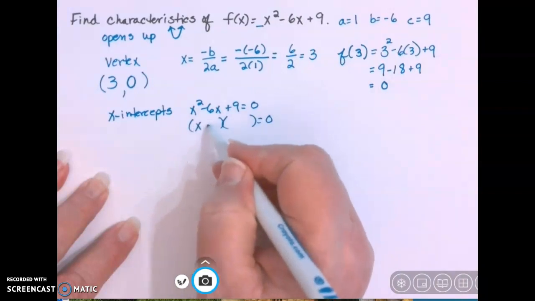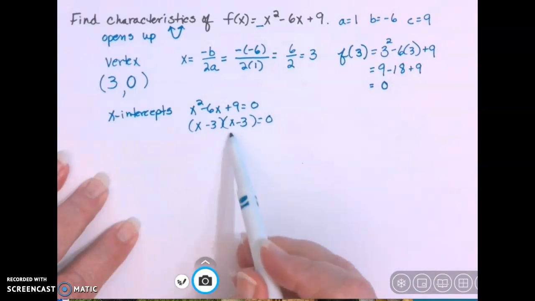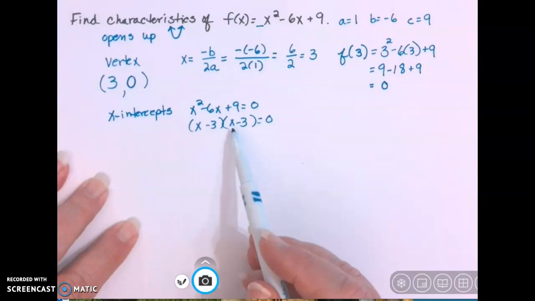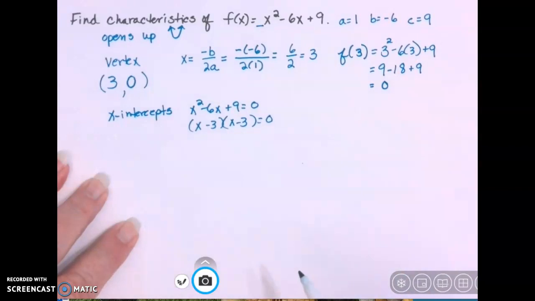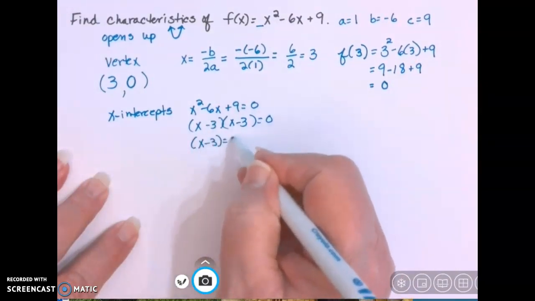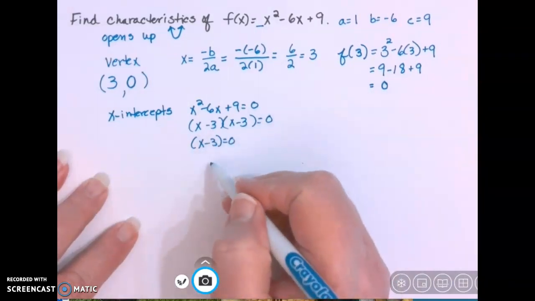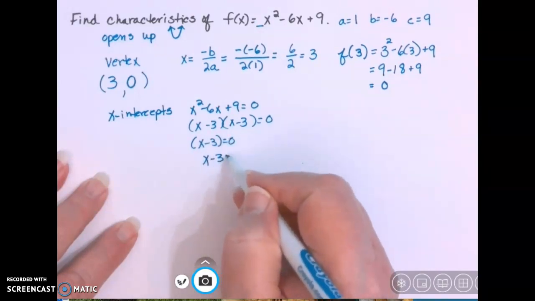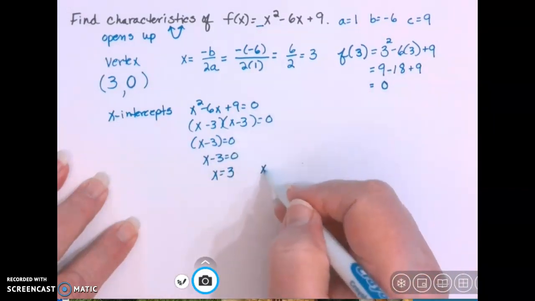And it looks like if I have x minus 3 times x minus 3, that would give me x squared minus 3x minus 3x. That gives me my minus 6x. And negative 3 times negative 3 gives me a positive 9. So this does indeed factor. Then I take each factor and set it equal to 0. And since they're the same, I'm going to get the same value. So my x-intercept is going to be x minus 3 equals 0, or x equals positive 3 twice.